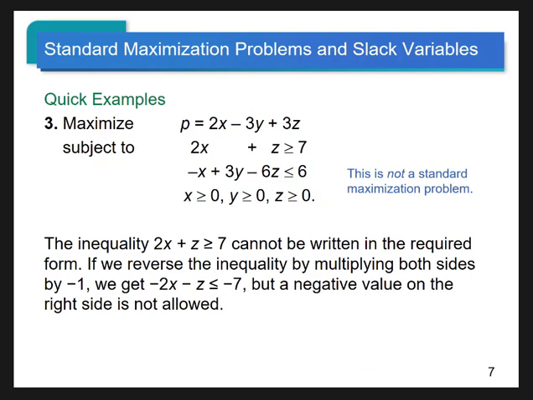This one does not fit because this here is greater than or equal to. In order to adjust it to make it less than or equal to, that would become negative. To flip that inequality, we'd multiply the whole thing by a -1, and we would get negative 2x minus z is less than or equal to -7. Can't have a negative value there.